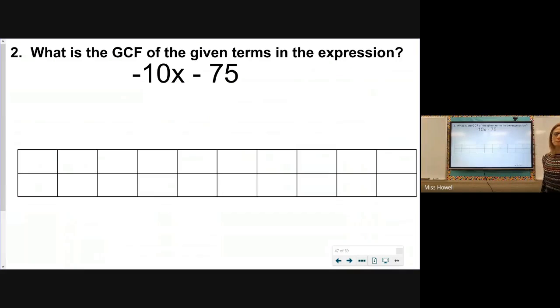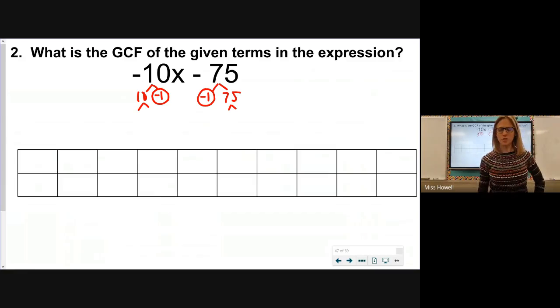Number 2. What is our greatest common factor of the given terms in the expression negative 10x minus 75? We'll find our GCF of the terms in that binomial. These are both negatives, so instead of 1, we're going to start with negative 1 times 10. That would get us back up here to 10. The same thing here, negative 1 and 75. You will only break down the positive version of the number. Pull the negative out first. Now that we have positive 10 and positive 75, we can go to its prime factorization.